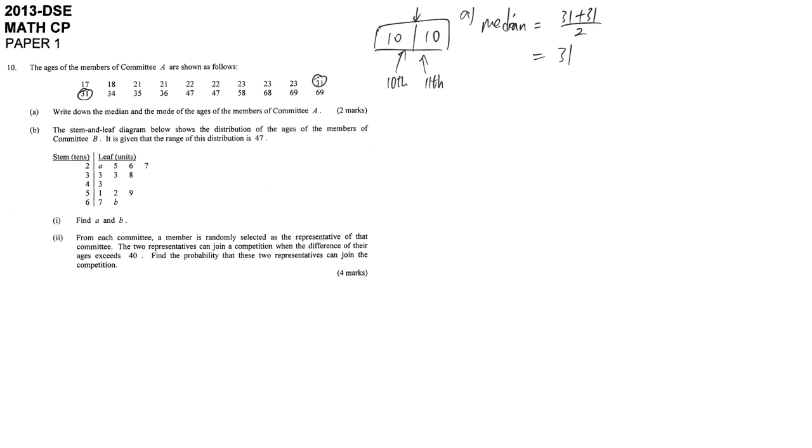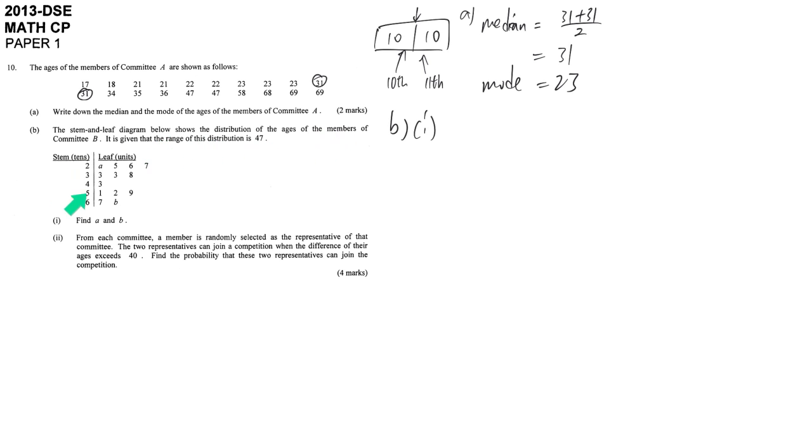And then we have to find the mode. The most common result, we find that for 23 the frequency is 3 times. It appears 3 times, while all other values just appear once or twice. So our mode is only 23. We finish part A, then we proceed to part B1.